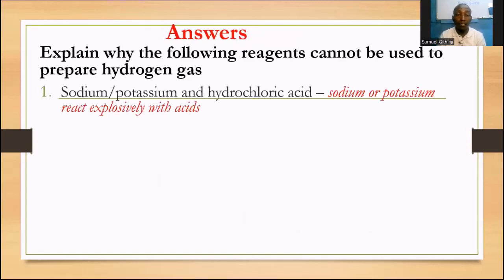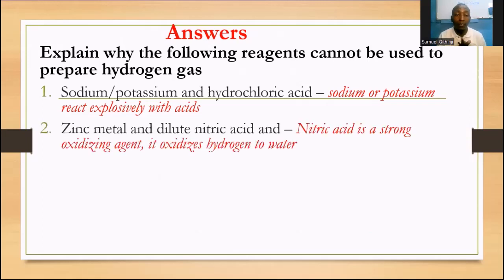The first set, potassium and sodium with acid, you are creating a small bomb, my friend. They react explosively, so the reaction is not safe. With the second one, why can't we use zinc and dilute nitric acid? Nitric acid is a strong oxidizing agent. So immediately hydrogen is produced, it is oxidized by oxygen, and water is formed instead. So that is not a good combination.